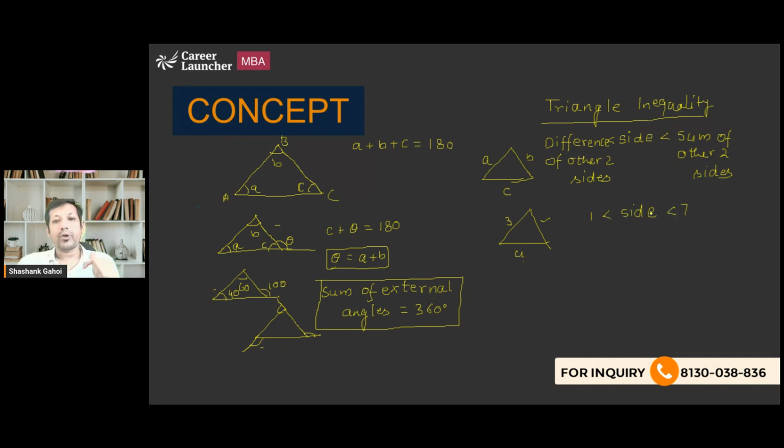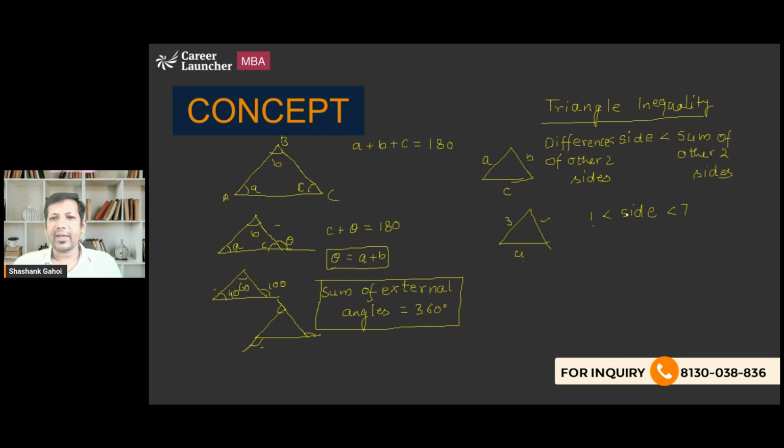Now, what is the important point over here? The third side cannot even be equal to 1. It should be greater than 1. It can be 1.1, it can be 1.8, but it can never be equal to 1. It can be 6.8, it can be 6.9, but it can never be equal to 7. So the third side should lie between 1 and 7.